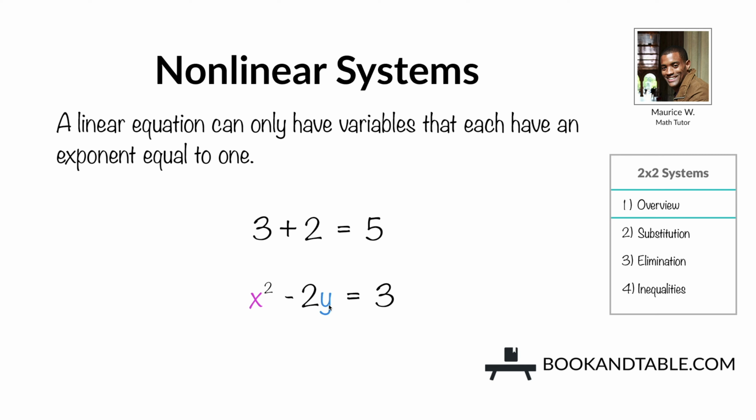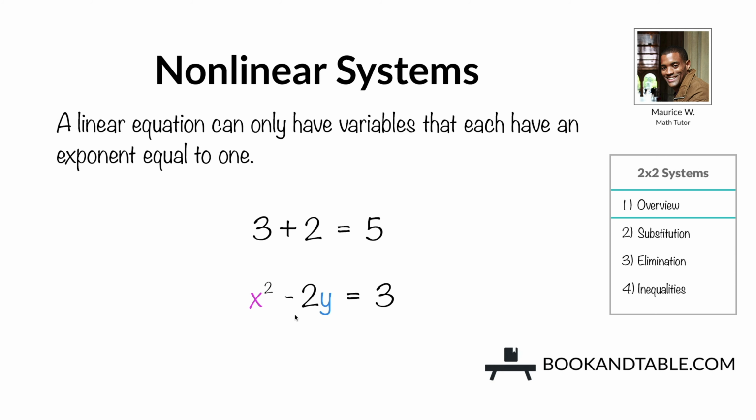Nonlinear systems, these are the types of expressions you won't see in this chapter. A linear equation can only have variables that each have an exponent equal to 1. So here we have 3 plus 2 is equal to 5, so we don't have at least one of our variables. So this would not be a linear system.